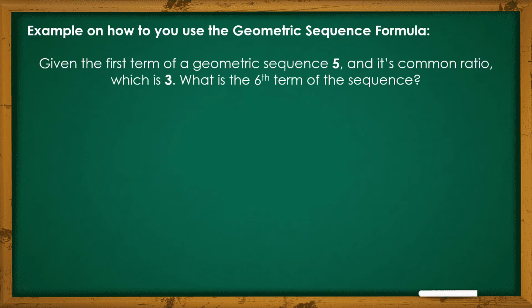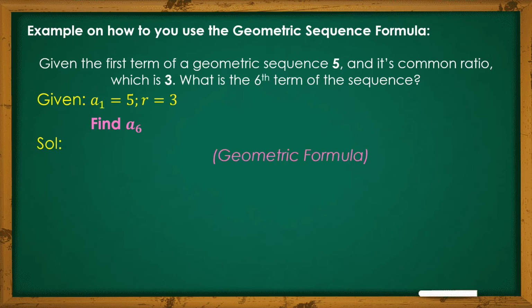Let's have this example. Given the first term of a geometric sequence is 5 and its common ratio is 3, what is the sixth term of the sequence? So our given ay ang a sub 1, which is the first term, 5, and our common ratio, which is r, 3. We need to find a sub 6 o yung sixth term. Let's see the solution. We will start with the geometric formula. a sub n equals a sub 1 times r raised to n minus 1.